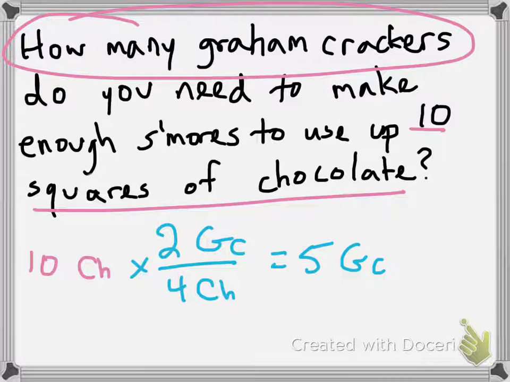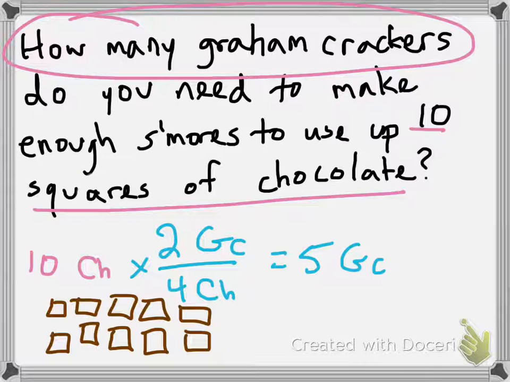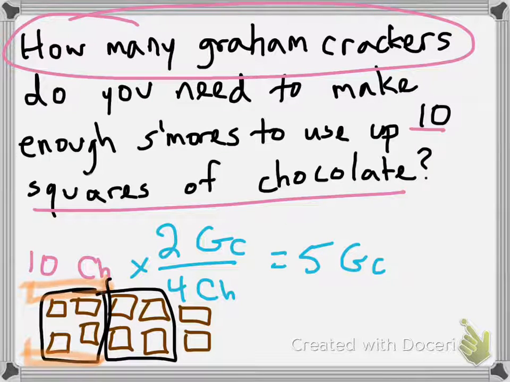So what this means is we can really make, with our 10 squares of chocolate, 1, 2, 3. If we have 10 squares of chocolate, we know that there are 4 squares of chocolate per every 2 graham crackers in our s'more. So then there's 4 squares of chocolate for another 2 graham crackers. And we're only left with 2 squares of chocolate, so that's going to be half a s'more. So we only need 1 graham cracker to make half a s'more.